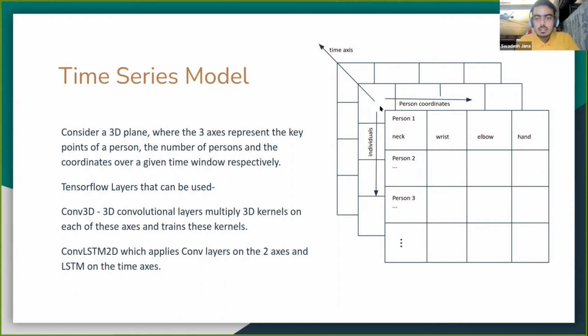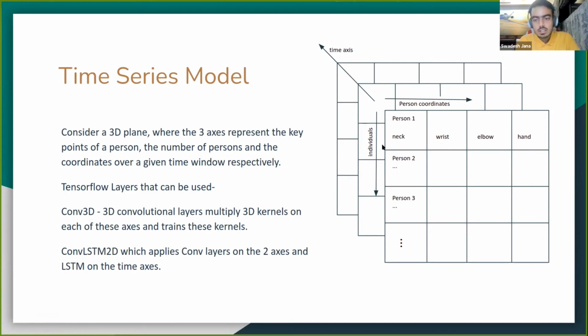And then these are input to a TensorFlow model. So this is three-dimensional data. As you can see, there are three dimensions to this. And there are two layers in particular which help us train the model, and that's Conv3D and ConvLSTM2D. Conv3D is a 3D convolutional layer that multiplies 3D kernels on each of these axes and trains these kernels.